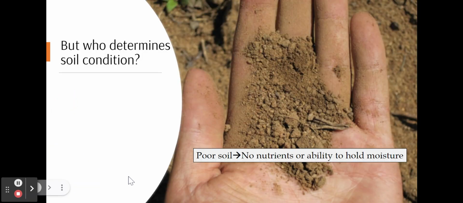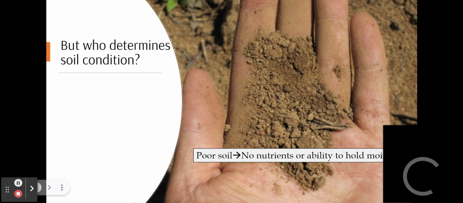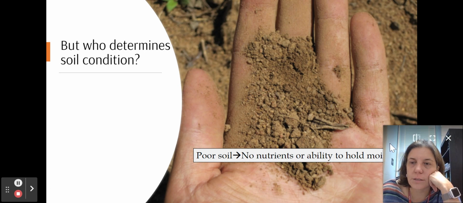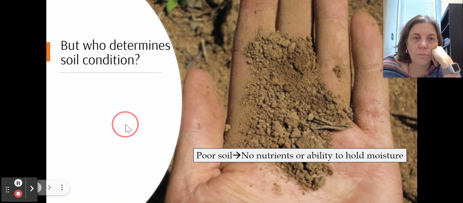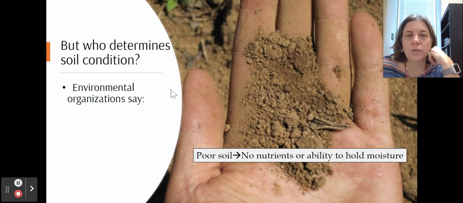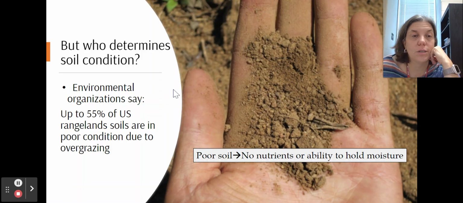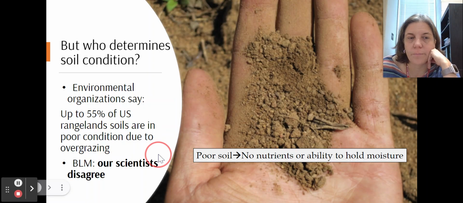But who determines the soil condition here? If I look at this, there's lots of people who work on soil. Poor soil doesn't have any nutrients or ability to hold moisture. So environmental organizations say that up to 55% of U.S. rangeland soils are in poor condition due to overgrazing. So these environmentalists are saying that we're not doing a good job here.